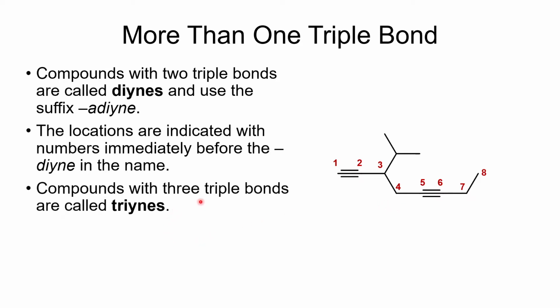And then if we've got triple bonds, we're going to call those diynes, and we'll go ahead and name the substituent here. That's an isopropyl. So we have a 3-isopropyl octa-1,5-diene. So kind of rolls off the tongue, doesn't it?